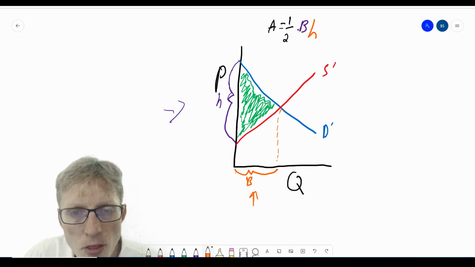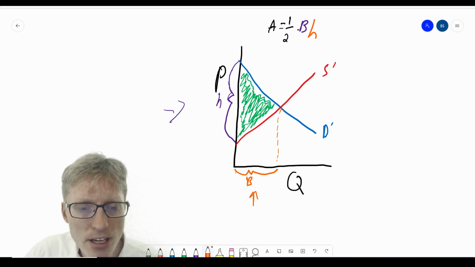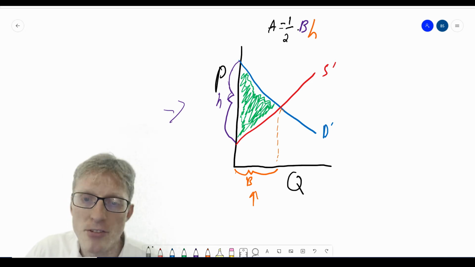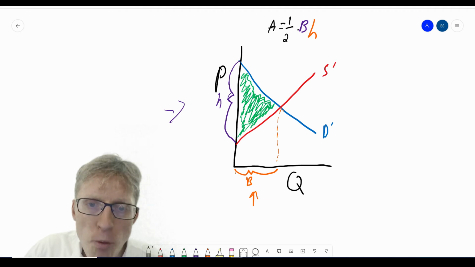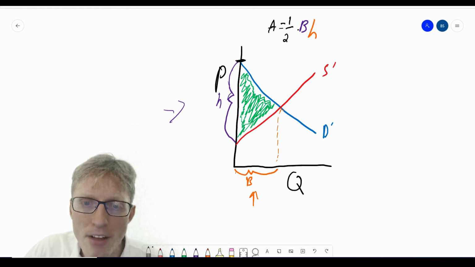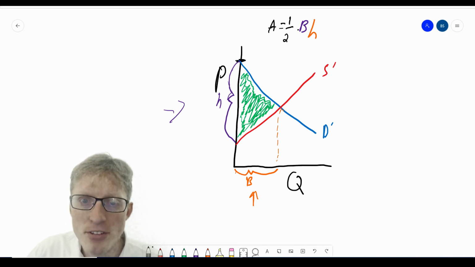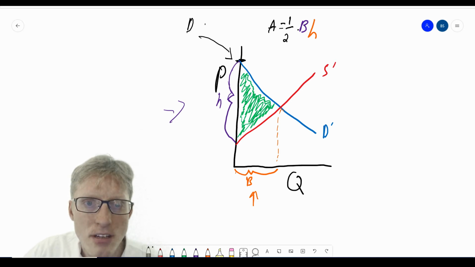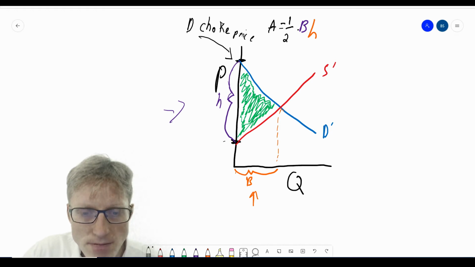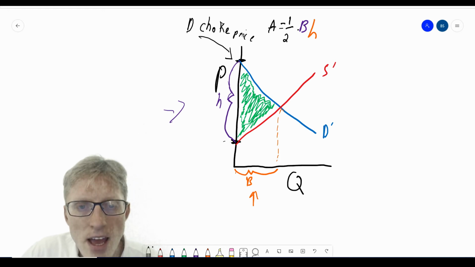Okay. Now, the way we find them is by using the meaning of this graph. So this point right here, the height of this point on the graph, is called the demand choke price. That is the lowest price such that the quantity demanded is equal to 0. So I can say demand choke price.